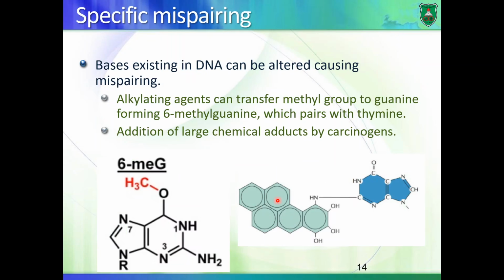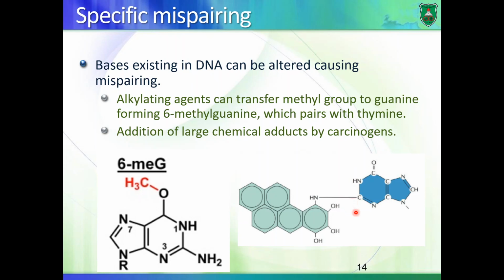Now, you can also have alteration of a nucleotide. So you can have certain alkylating agents. What these do is that these are certain chemicals that can add an alkyl group, like a methyl group right here. So this is known as 6-methylguanine. Okay, the problem with 6-methylguanine is that it pairs with a thymine. So again, instead of having GC, you would have 6-methylguanine paired with thymine, and that would result in a change from GC to AT.